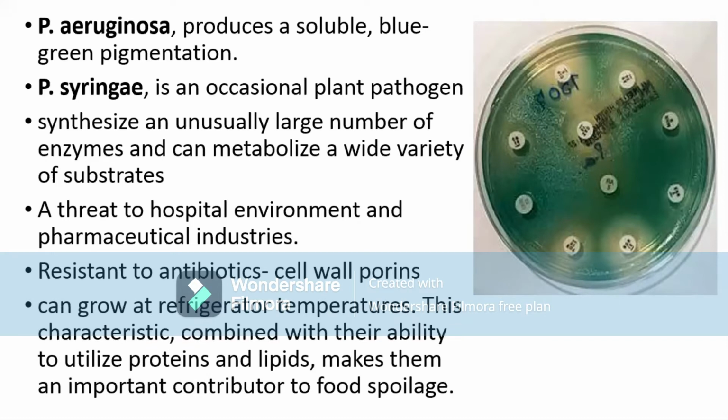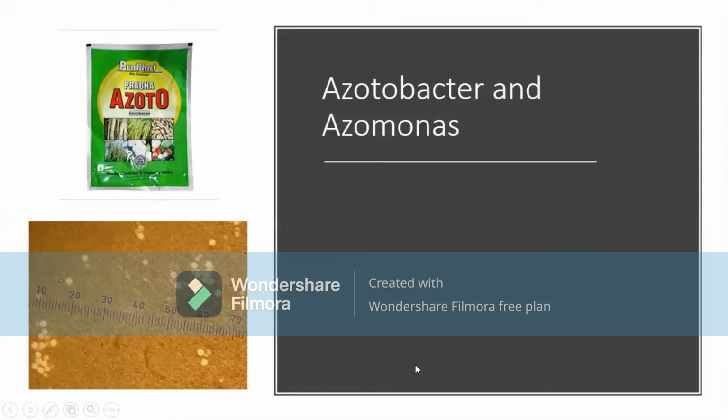Another important thing is they can grow at refrigerator temperatures, and definitely I told you that they can utilize many organic compounds including proteins, lipids. So definitely they may contribute very easily to different food spoilages as well, right?